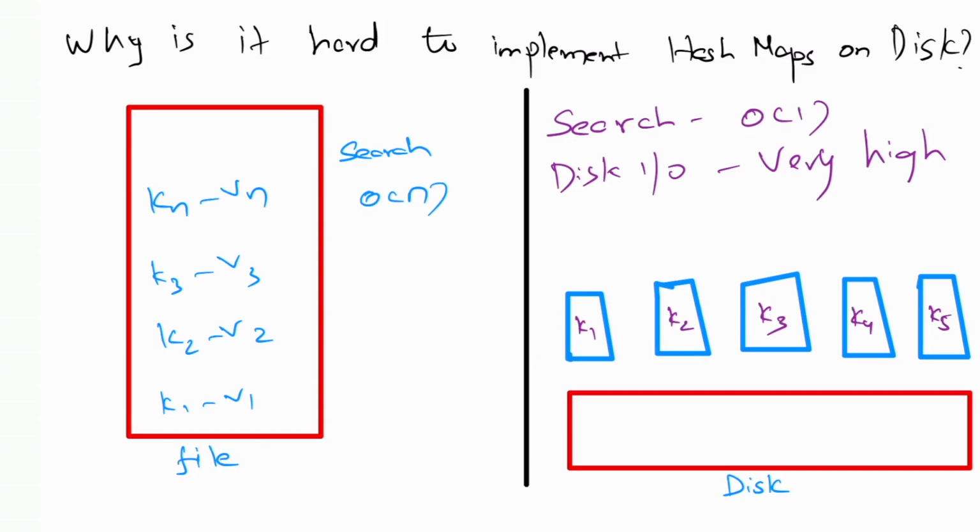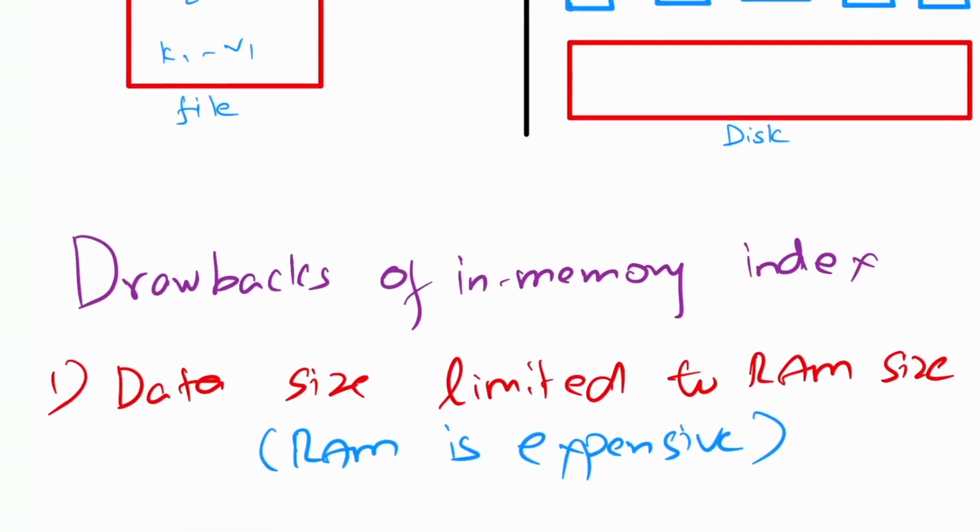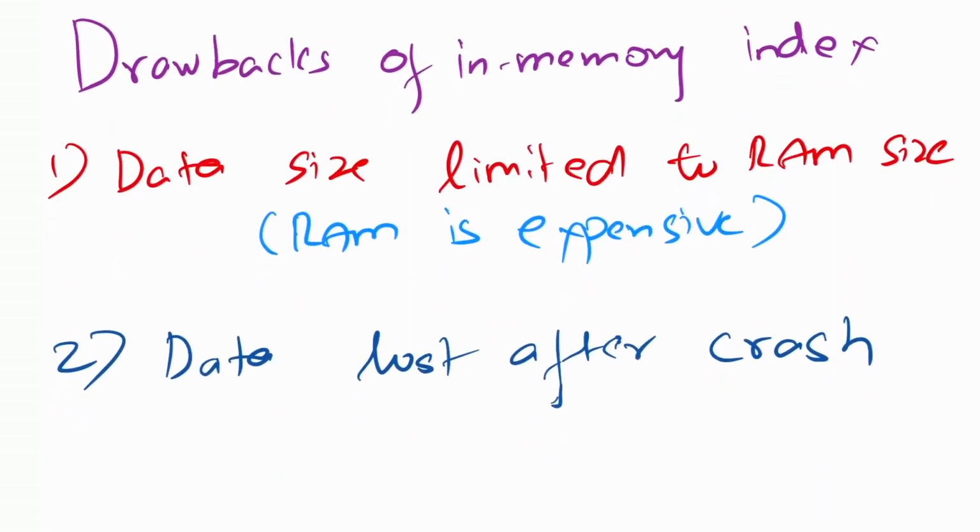That is why this index will be stored in memory. But now since we're storing in memory, there are drawbacks, correct? One such drawback is the data size has to be limited to the RAM size. You can't increase RAM forever as you increase hard disk, right?